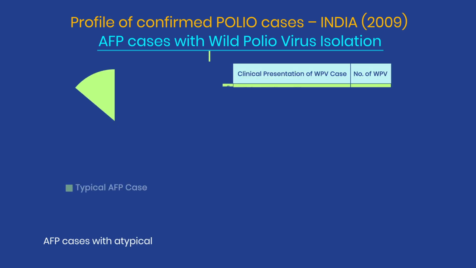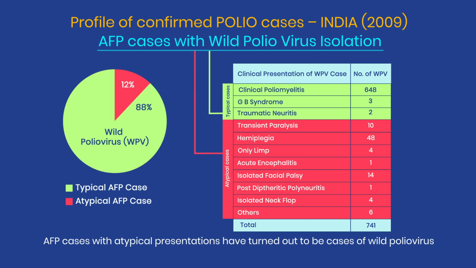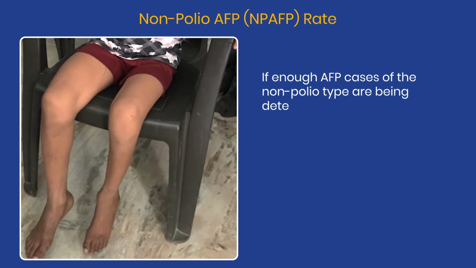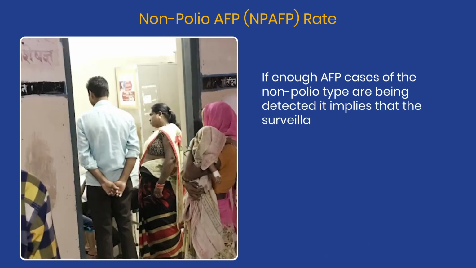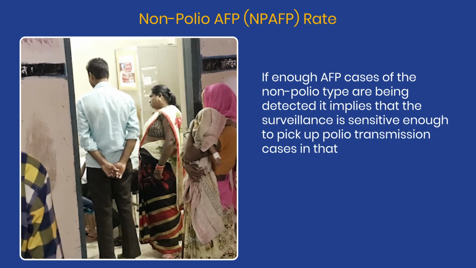AFP cases with atypical presentations have turned out to be cases of wild poliovirus in the past and have helped in identification of areas of WPV transmission. If enough AFP cases of the non-polio type are being detected, it implies that the surveillance is sensitive enough to pick up polio transmission cases in that area.